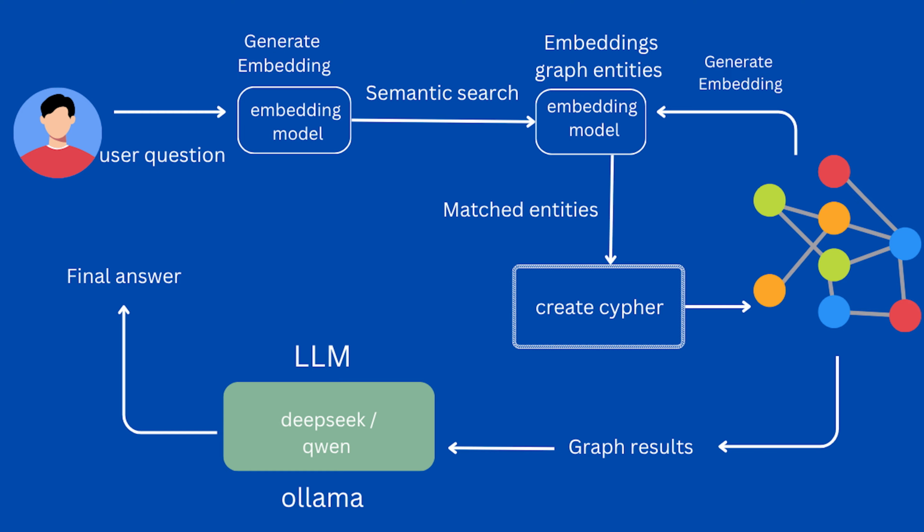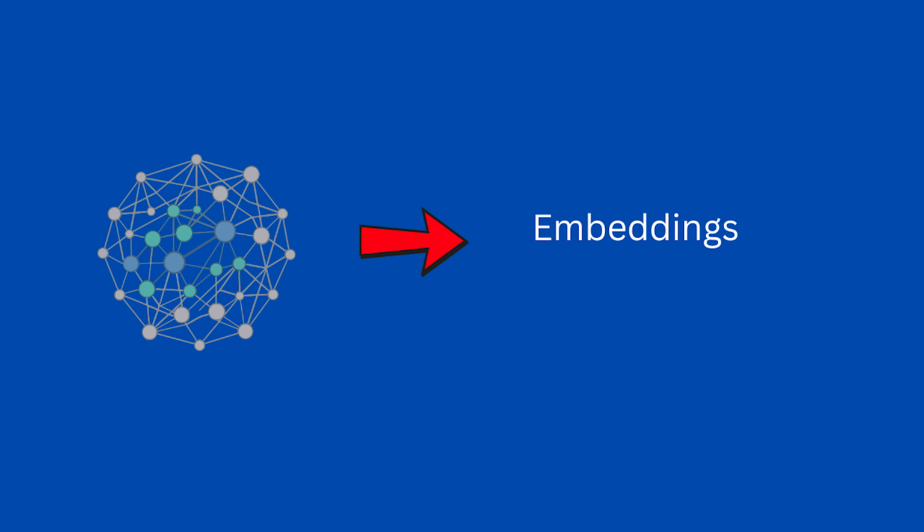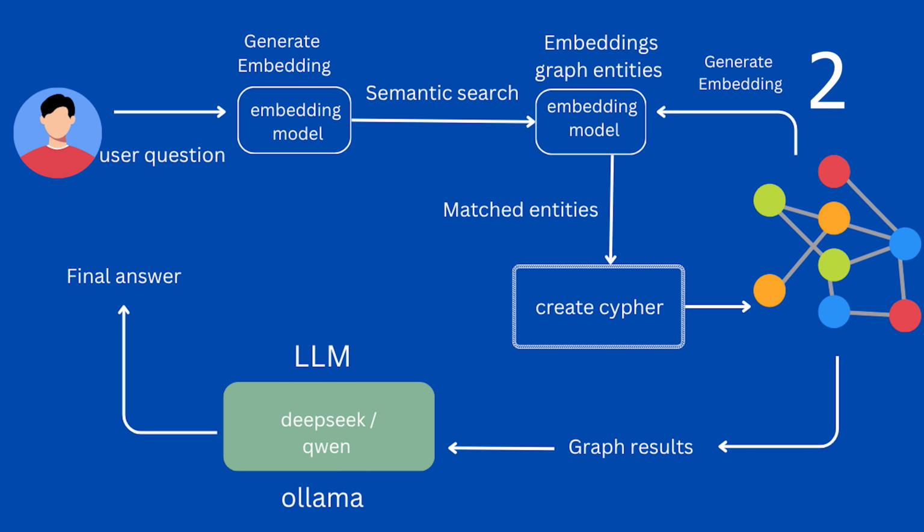In the first step, when a user enters a search query such as show me black t-shirts, the application first extracts the important keywords from the query. Then, the extracted keywords are converted into vector embeddings. Similarly, the nodes and relationships stored in the Neo4j graph database are also converted into vector embeddings. In the third step, using vector similarity search, the application compares the query embeddings with the embeddings of nodes and relationships in the graph. This allows us to find semantically similar terms even when the exact words do not match. The matching nodes and relationships are then returned as relevant results.